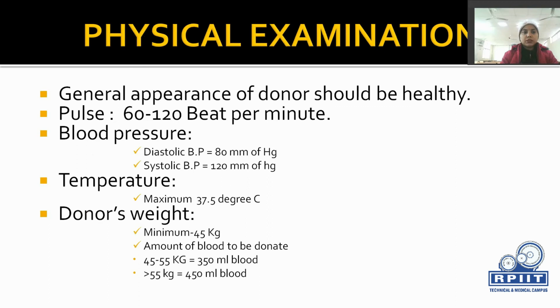Then physical examination. General appearance of the donor should be healthy. Pulse should be between 60 to 120 beats per minute. Then blood pressure: diastolic BP should be 80 mm of mercury, and the systolic BP should be 120 mm of mercury. Then temperature should be maximum 37.5 degrees Celsius, and donor's weight should be 45 kg. If we need 350 ml of blood, then the donor weight should be between 45 and 55 kg. And if we need 450 ml of blood, then the donor's weight should be more than 55 kg.